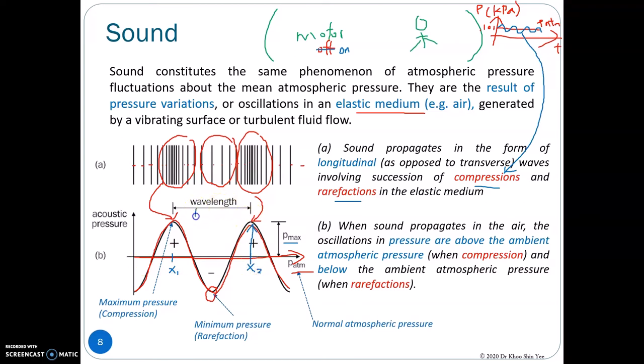So the wavelength is equal to x2 minus x1. The symbol that we use for the wavelength is lambda, and the unit is meter.